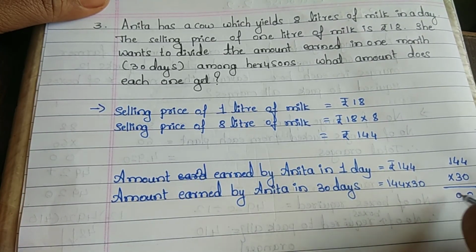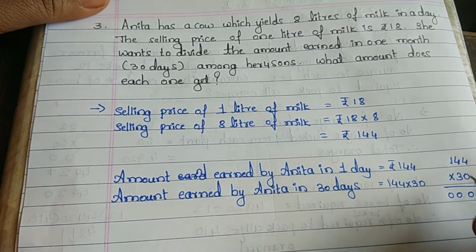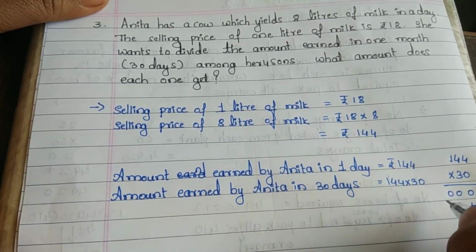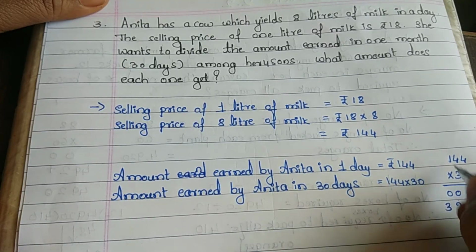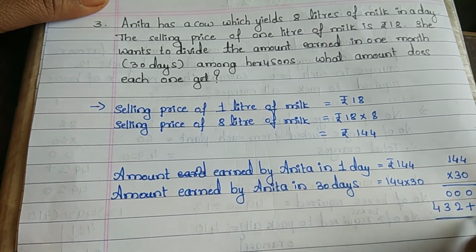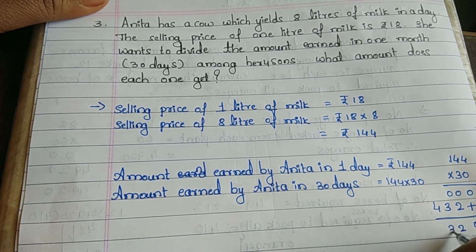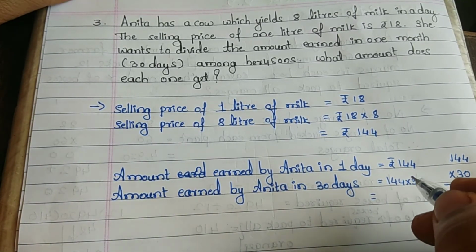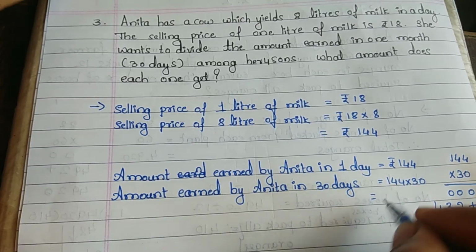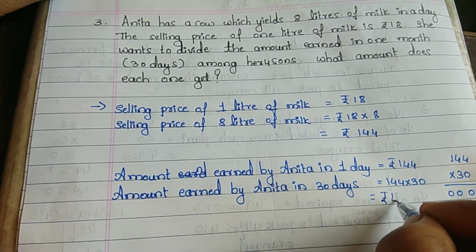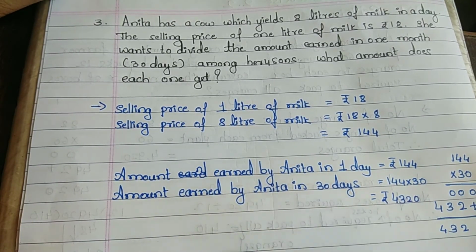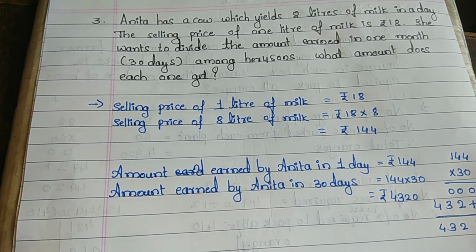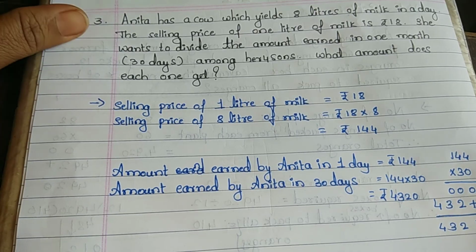0 4s are 0. 0 4s are 0, 0 1s are 0. 3 4s are 12, carry 1. 3 4s are 12 plus 1, 13, carry 1. 3 1s are 3 plus 1, 4. 0, 2, 3, 4. Yes. How much will she earn in 1 month? Rupees 4,320. Okay. Now she will divide that amount among the 4 sons.